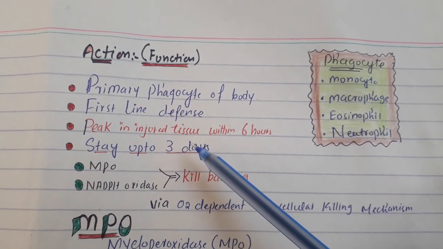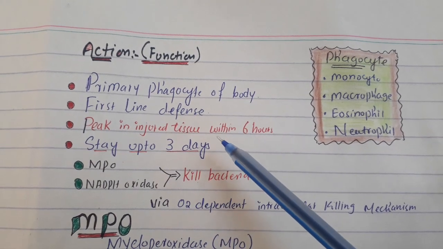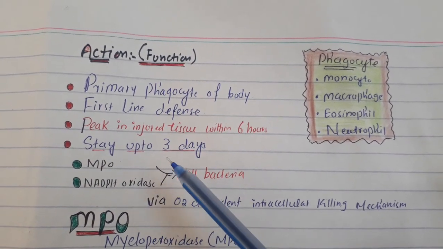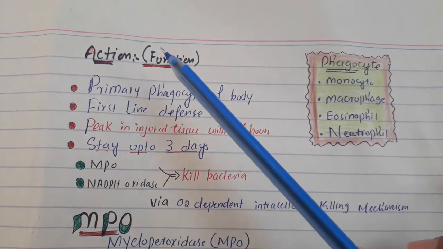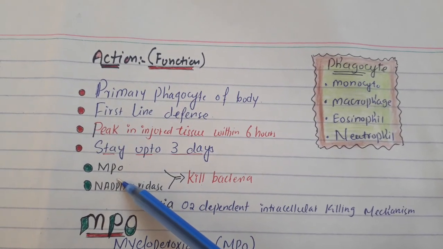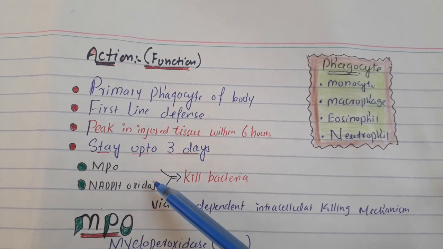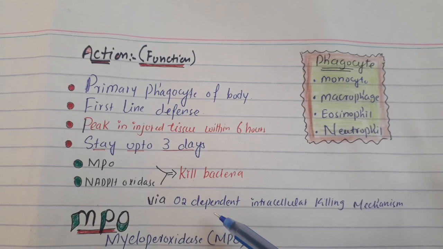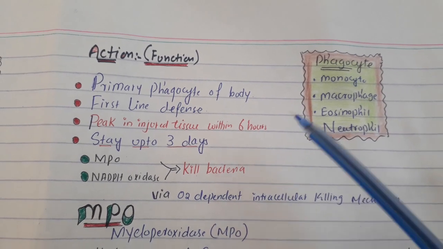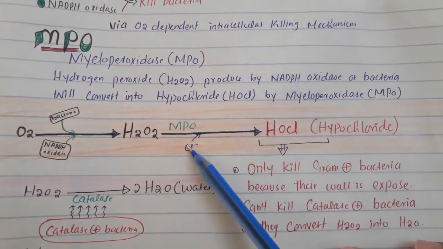It arrives at injured tissue within 6 hours and stays up to 3 days. The action occurs because of these two most important enzymes. Myeloperoxidase and NADPH oxidase are going to kill bacteria via an oxygen-dependent intracellular killing mechanism. Now let us explain MPO first.